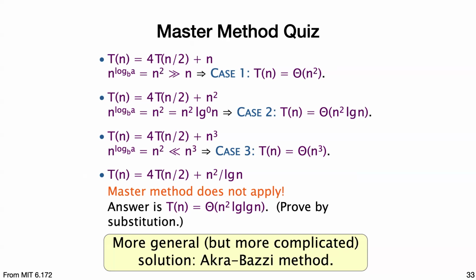However, if f of n is n squared, so we're just comparing the number of leaves with this amount of work at every level. Here, n squared is equal to n squared log to the k of n, where k can be 0. This is case 2. So the total solution is log to the k plus 1. k was 0, so k plus 1 is 1, and that's n squared log n. And we got that because we compared n squared with n squared, which is n to the log base b of a.